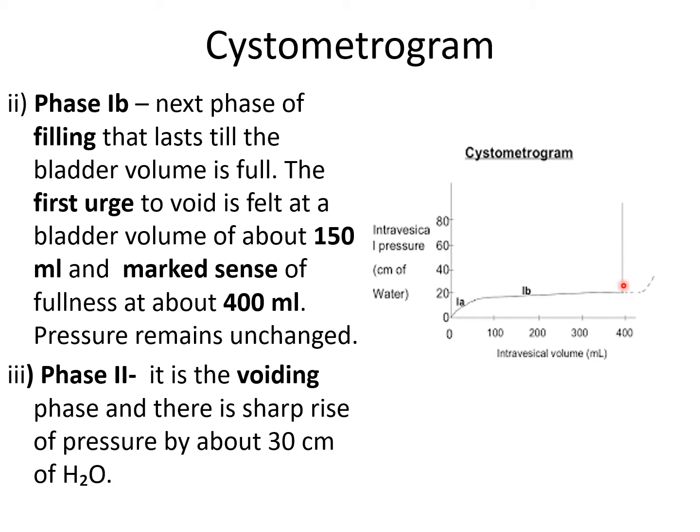In the voiding phase, you can see there is a sharp rise in pressure because of the start of contraction of the detrusor muscle, which raises the pressure to nearly 30 centimeters of water. So, these are the three different phases of the cystometrogram: 1A early filling phase, then 1B late filling phase, then the voiding phase or phase 2.